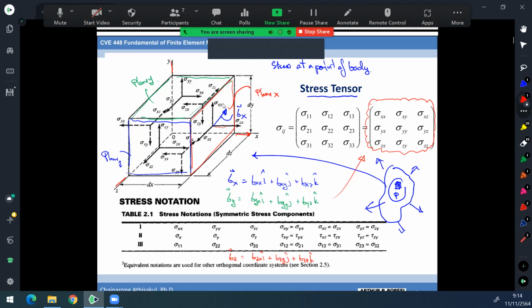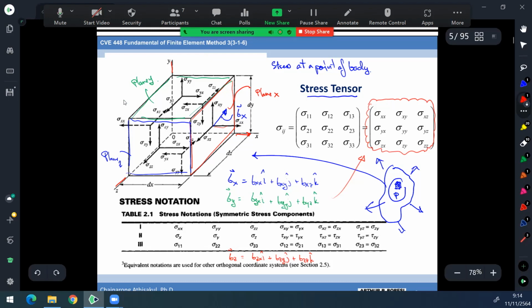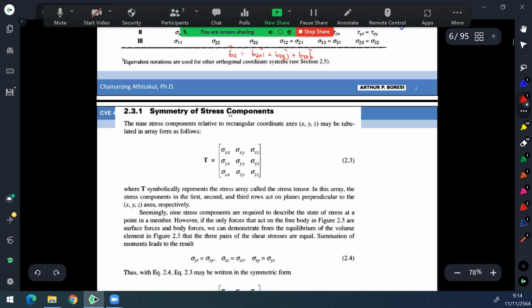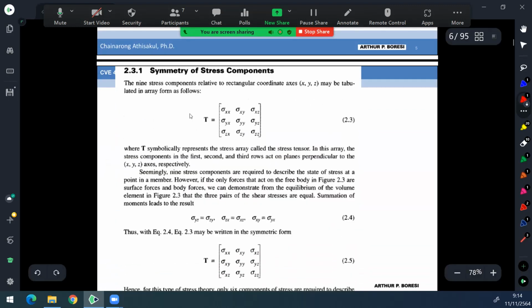Okay, so we write it in matrix form like this. We have 9 components, right? But if we consider the equilibrium condition, we find that the stress tensor is symmetric. What does symmetric mean? It means that sigma xy and sigma yx, sigma xz and sigma zx, and sigma yz and sigma zy satisfy the condition of symmetry. That means sigma yz equals sigma zy, sigma zx equals sigma xz, and sigma xy equals sigma yx.